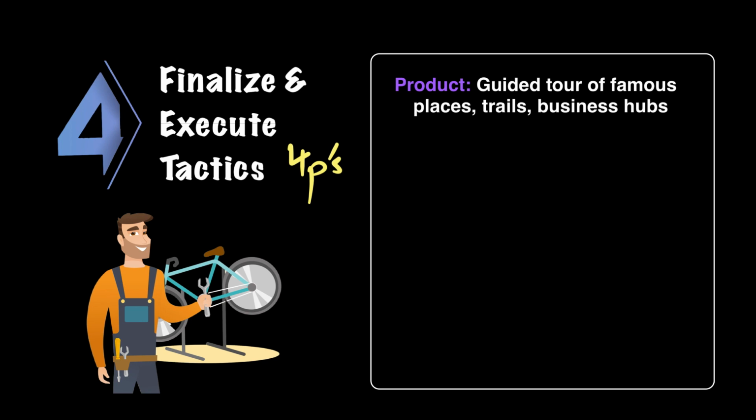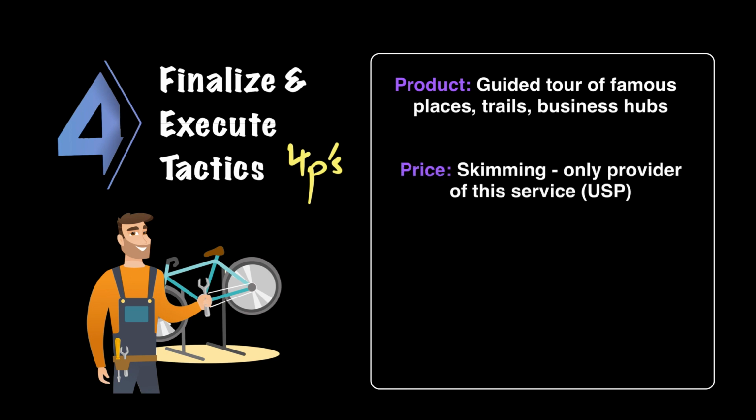In terms of pricing, since we saw in the marketing stage that there is no other business that is offering guided city tours, that means Mr. Mike will end up having a USP. And when you have a USP, you can take the option of price skimming. You remember price skimming is where you charge a price that's higher than market average. And because you're the only provider, you can expect people to only come to you. And this is a chance for you to make money this way.